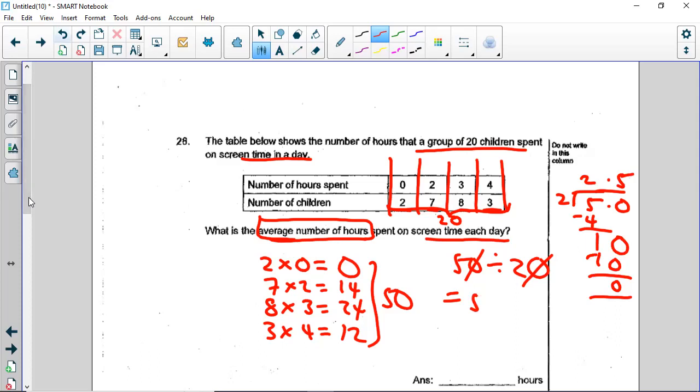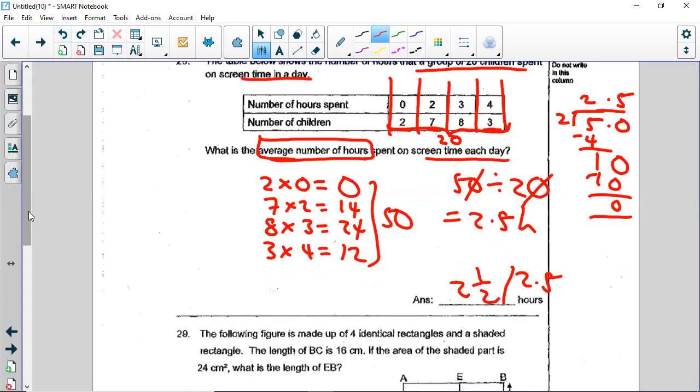So the average hours that every child spends is what? 2.5 hours. Those of you who put 2.5 also correct. So there are 2 answers. Clear? Okay, let's go to question 29.